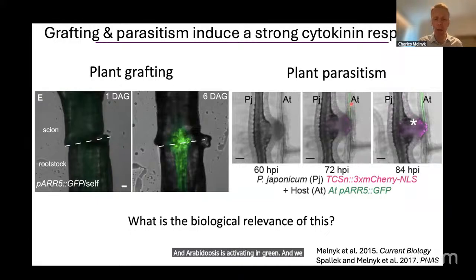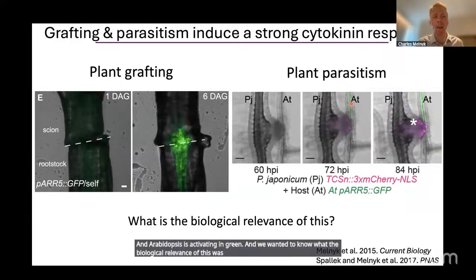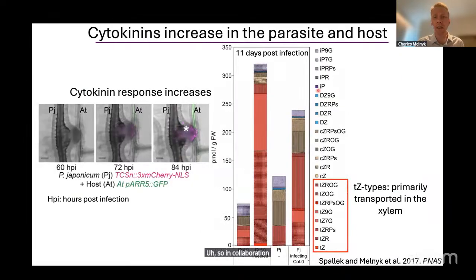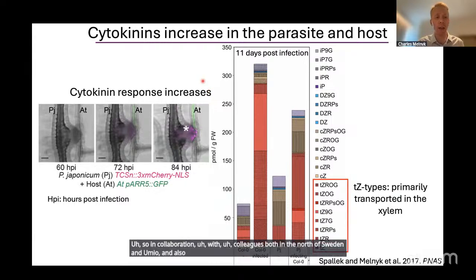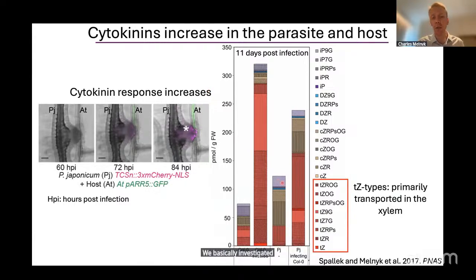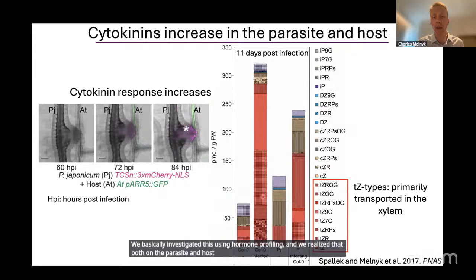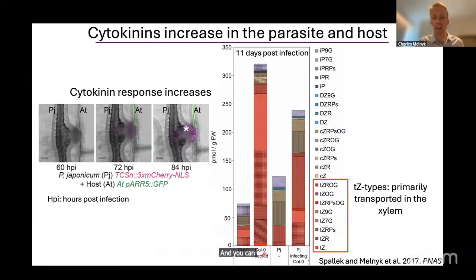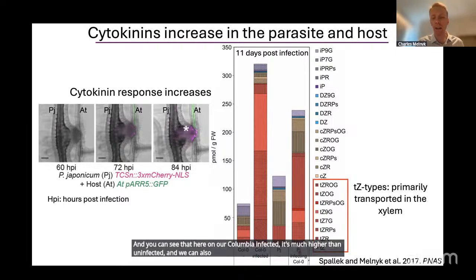And we wanted to know what the biological relevance of this was. So in collaboration with colleagues in the north of Sweden in Umeå and also in Japan, we investigated this using hormone profiling. We found that both in the parasite and host, there is a massive increase in cytokinin levels upon infection. You can see here that our Columbia infected is much higher than uninfected, and Phtheirospermum infected also has much higher levels than uninfected plants.